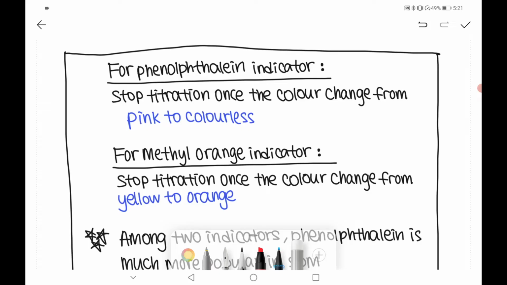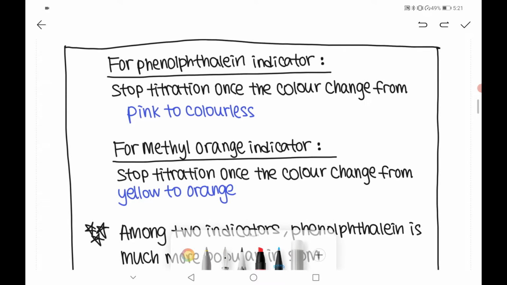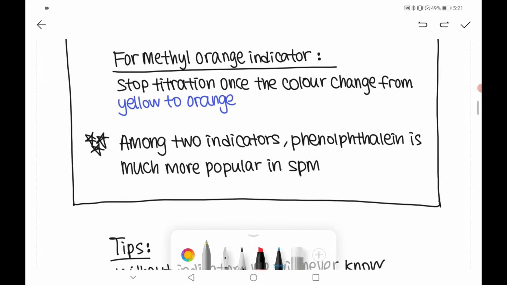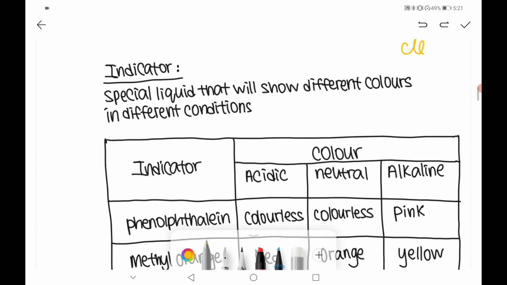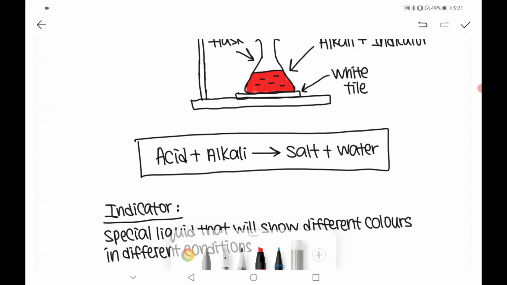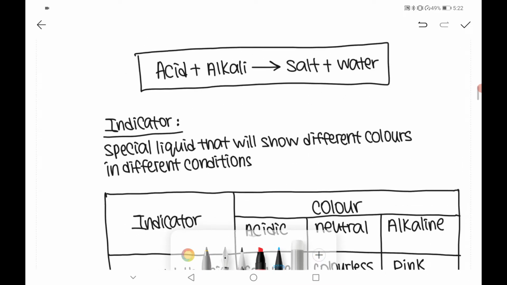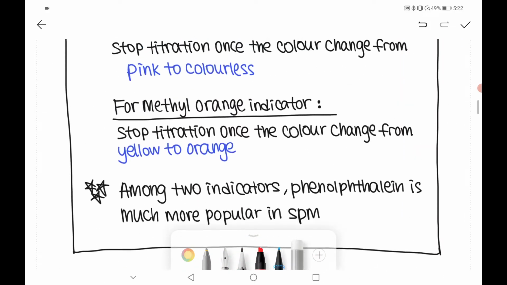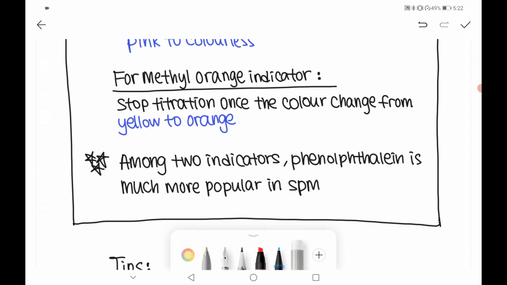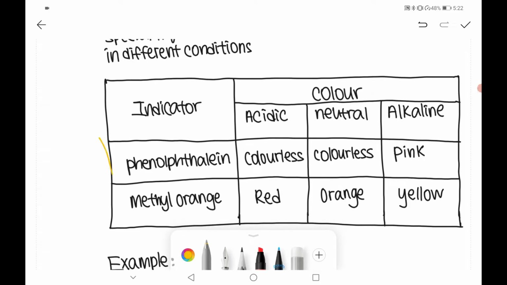Among the two indicators that we learned, phenolphthalein and methyl orange, the more popular one is phenolphthalein. In SPM, out of 10 questions on titration, about 8 will ask about phenolphthalein. So phenolphthalein is more popular compared to methyl orange. But you need to know both. You cannot say, Mr. Martin said phenolphthalein is more popular, so I only study phenolphthalein and don't want to study methyl orange. Cannot. You need to know both.